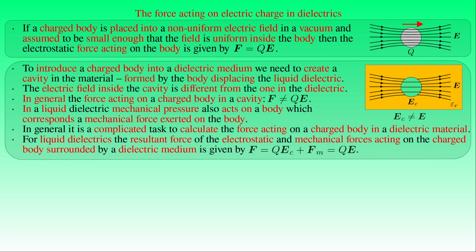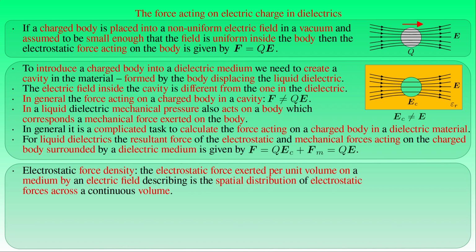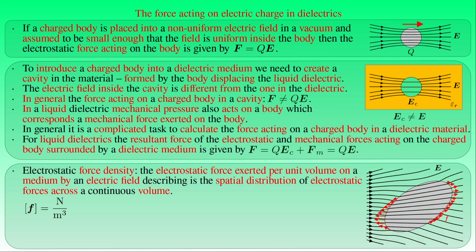In the next step we introduce electrostatic force density, representing the electrostatic force exerted per unit volume on a medium by an electric field, which is measured in Newton per cubic meter. This figure showing the force vectors over the boundary surface of a dielectric in an electrostatic field E illustrates how the electrostatic force density F describes the spatial distribution of electrostatic forces across a continuous volume.